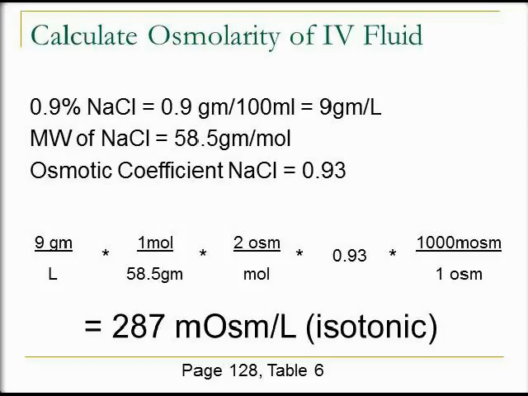But basically you can do the math using these parameters. Based on the concentration of the sodium chloride, the molecular weight, knowing that sodium chloride dissociates into 2 osmoles per mole, and then multiplying by the osmotic coefficient, you get 287 milliosmoles per liter, which is similar to our plasma osmolality, which is isotonic then.